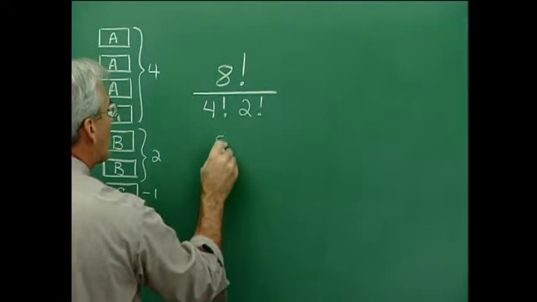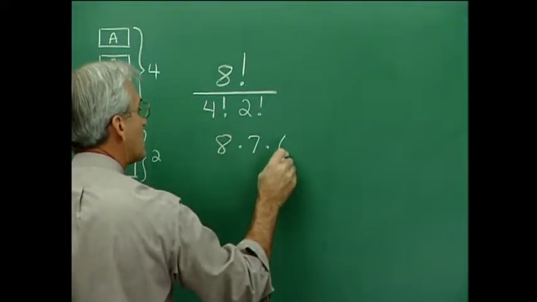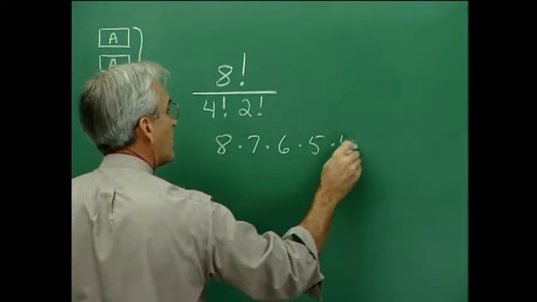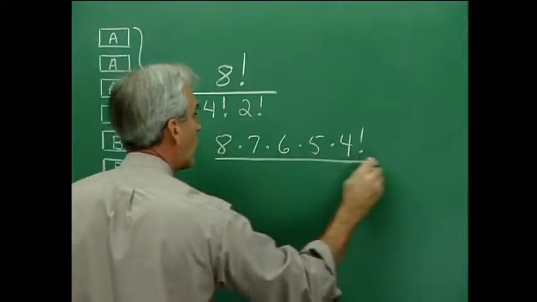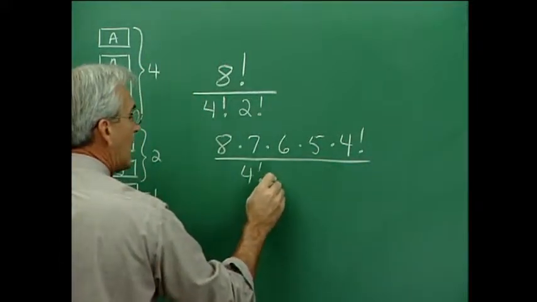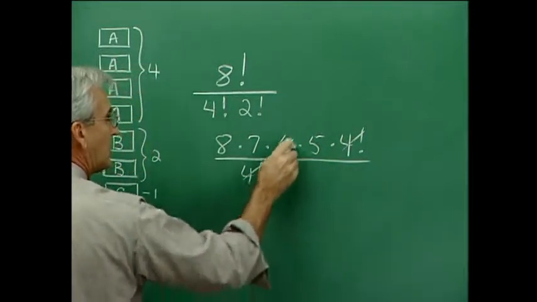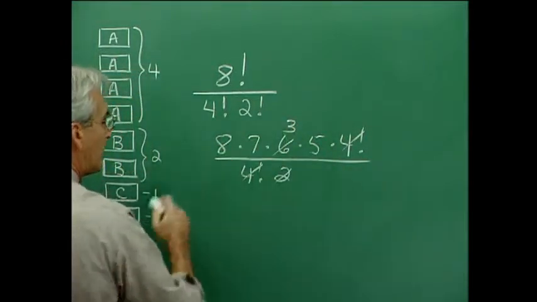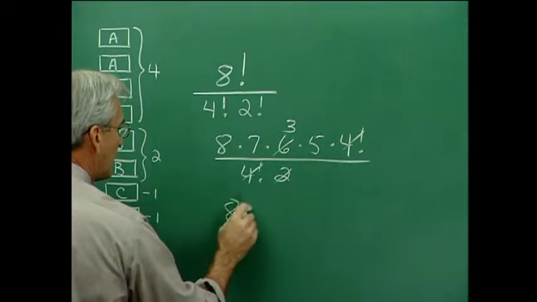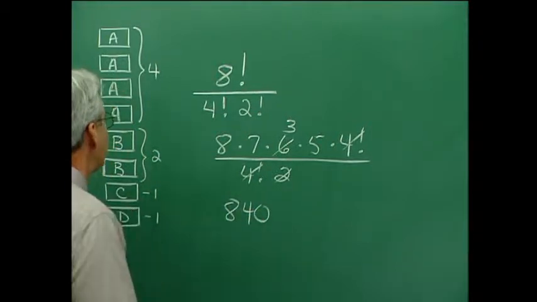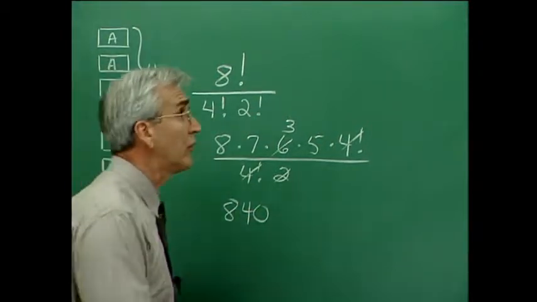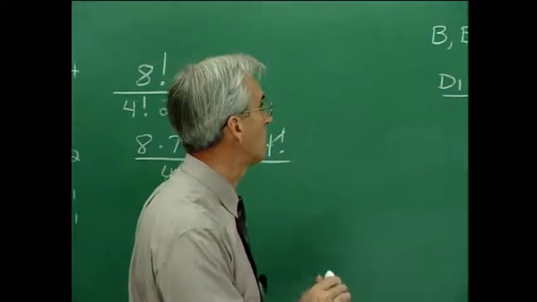Well, let's see, 8 factorial is 8 times 7 times 6 times 5 times 4 factorial over 4 factorial times 2 factorial, which is simply 2. The 4 factorials go out, the 2 cancels with the 6, leaving 3. We multiply upstairs and we get 840. So 840 ways.